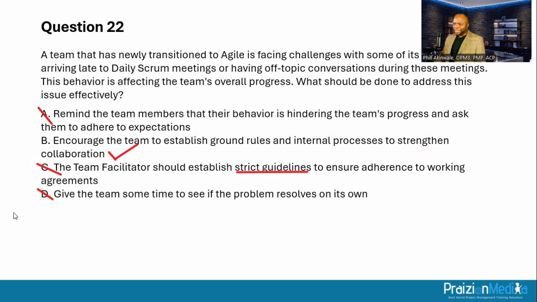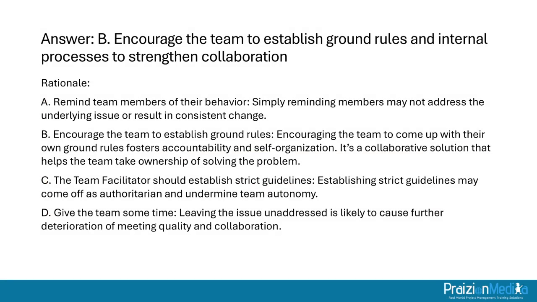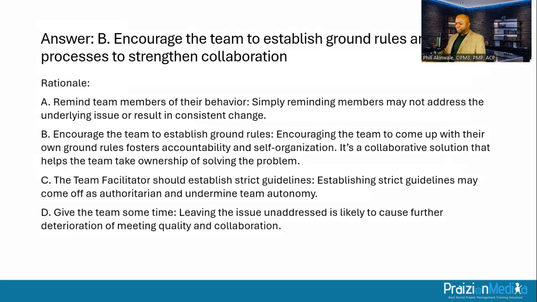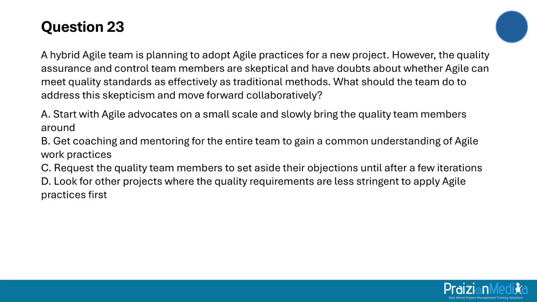I hope that one made sense. That's a pretty straightforward one, I think. Let's go to our next question. So that's the rationale. Want to encourage the team to establish ground rules. Remember what we call ground rules? When we put the ground rules in a document, it's called a team contract, social contract, team agreement, that terminology. Those are the kind of things you can expect on the exam. Social contract, team agreement, team charter. Okay? All right, let's move on to number 23.